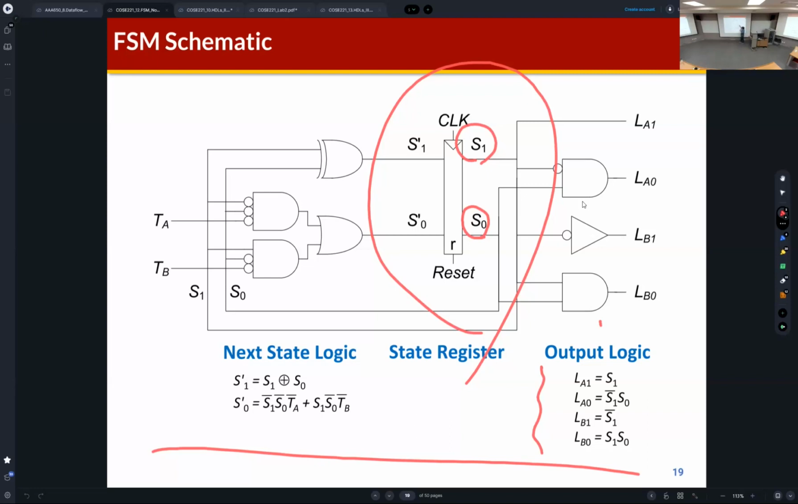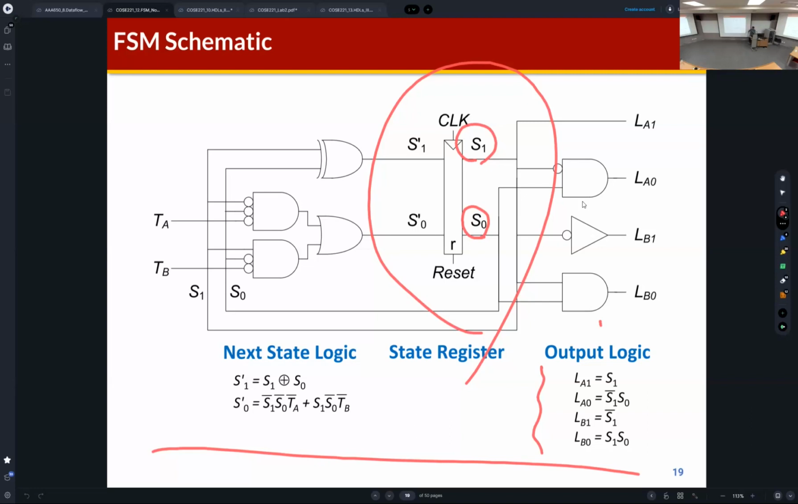So the current state is fed back to the next state logic, and then you can also find the input signal. Using the current state and input signal, you can generate the next state. This is the output of combinational logic. So you can define the next state logic.